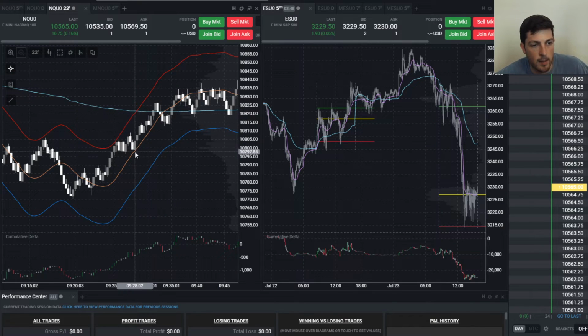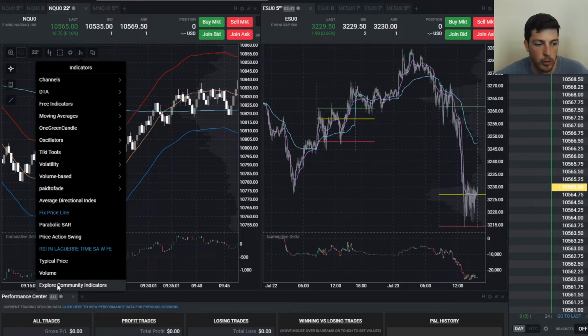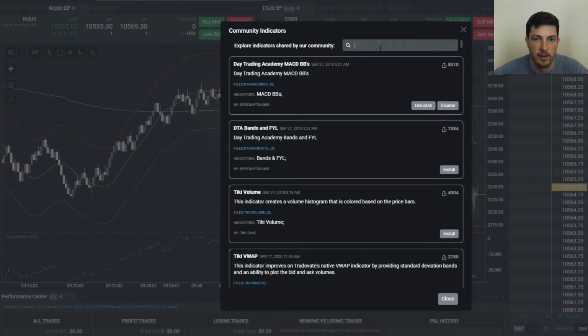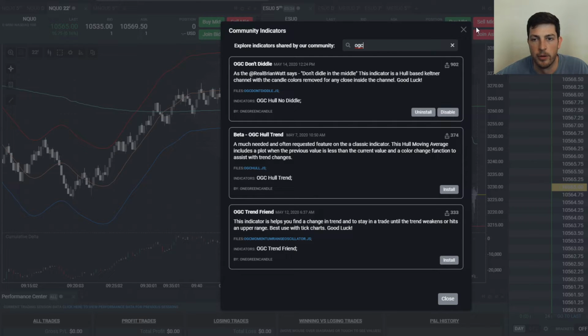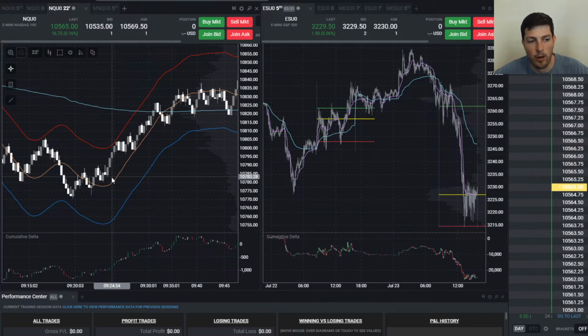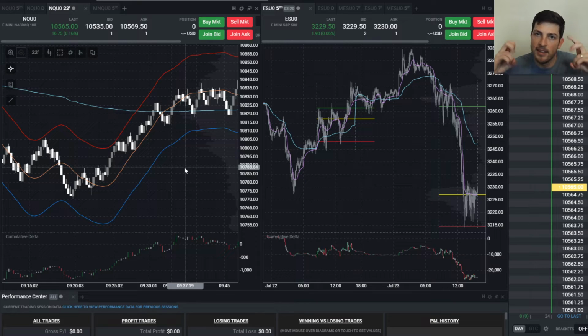This red, yellow, and blue line is part of an indicator series called the OGC Don't Diddle. In order to find it, you go to Indicators, Explore Community Indicators, all while on Tradeify, and type in OGC, and it's the OGC Don't Diddle. Basically, it's a whole moving average with a 4x ATR, so average true range, 4 times standard deviation, off of it. What this allows us to see is kind of a mean price, so where the price is going to naturally fall, as well as where it overextends.